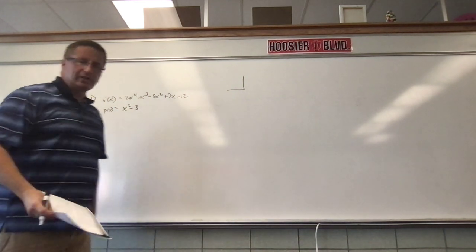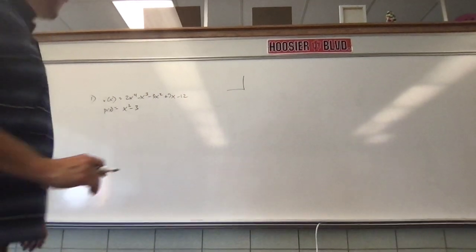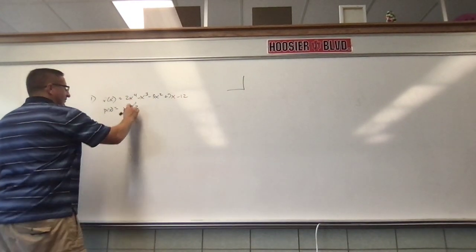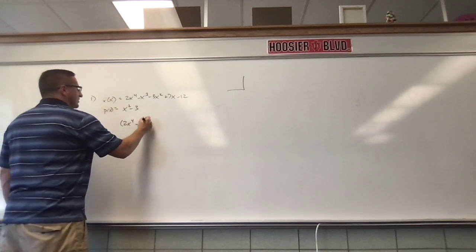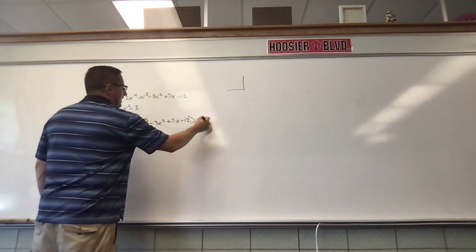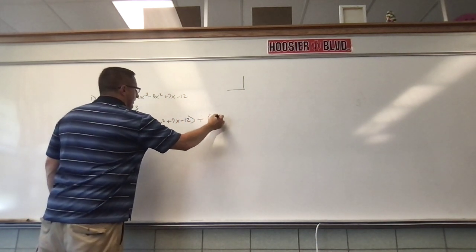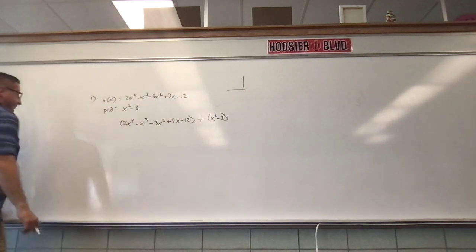Okay, so they're asking you, again, I would not write any of this down yet. They're asking you to take f of x and divide by this. So they're asking, don't write this down, 2x to the 4th minus x cubed minus 3x squared plus 7x minus 12, and divide it by x squared minus 3. That's what they're asking you to do.